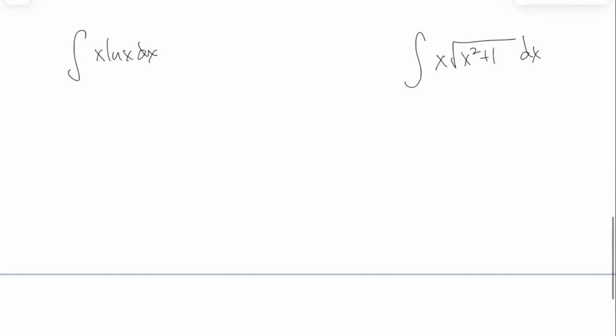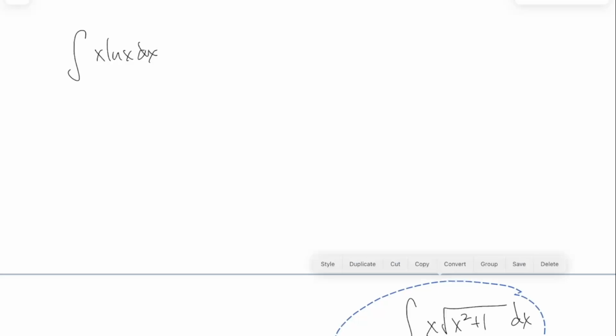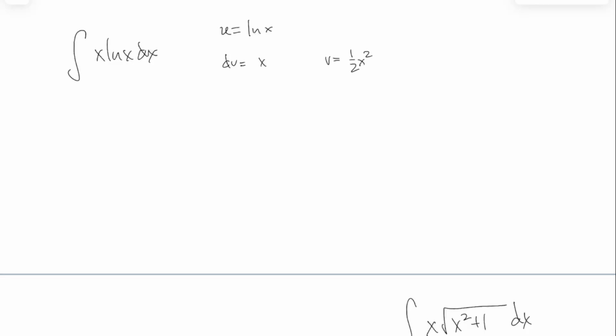Let's try x ln x. This one is a little strange because you have to make your choice in a way that kind of violates my general principles. But to make this one work out, you should choose u to be ln x and dv to be x. Usually you don't want dv to be x because then the v is more complicated. The v is going to be 1/2 x squared, which is a little weird. But the reason is because the du is going to get a lot simpler. So this is how your choices should have gone.